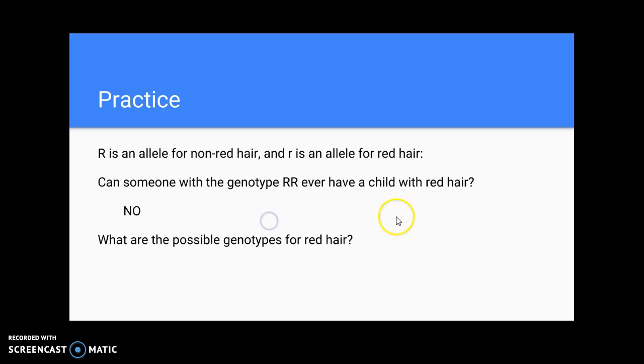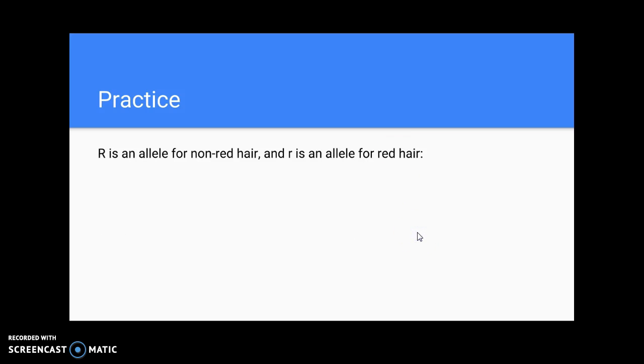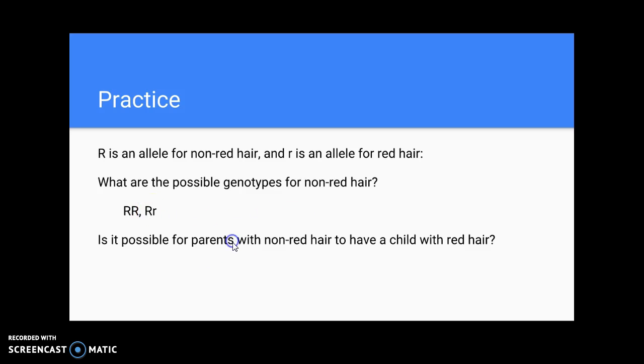No, they cannot. What are the possible genotypes for red hair? The only possible genotype is little r, little r. You have to have the two little r's to look like the little r says, that's red hair. What are the possible genotypes for non-red hair? Anything with at least one big R. So we're looking at big R, big R, or big R, little r. Those will both give you non-red hair.